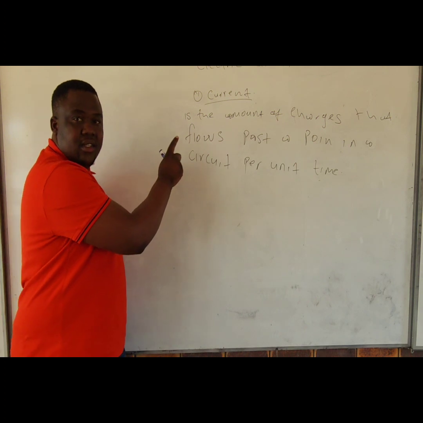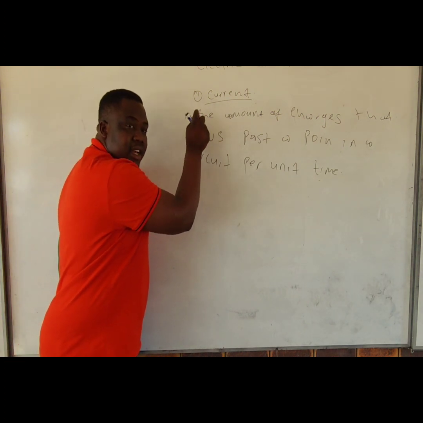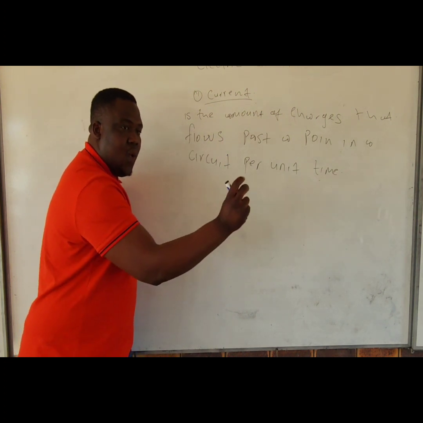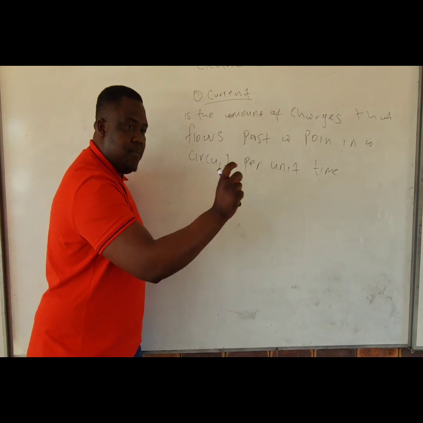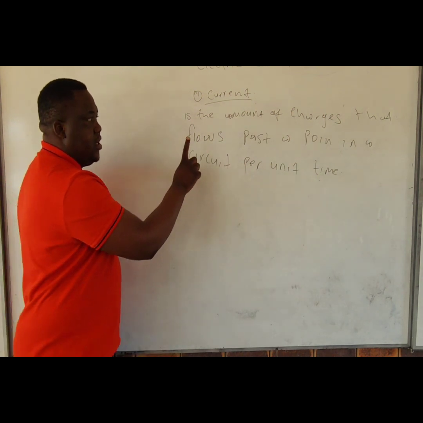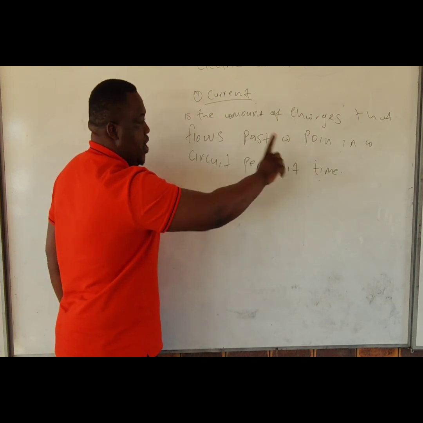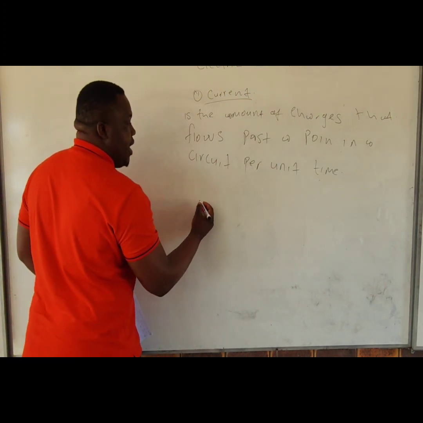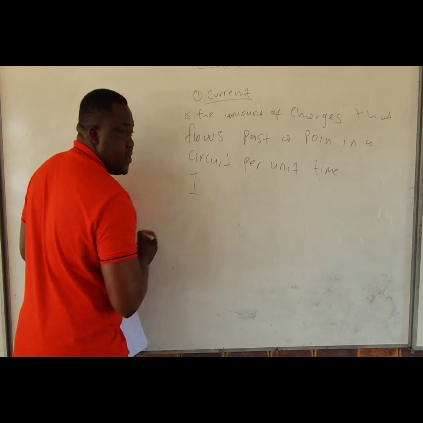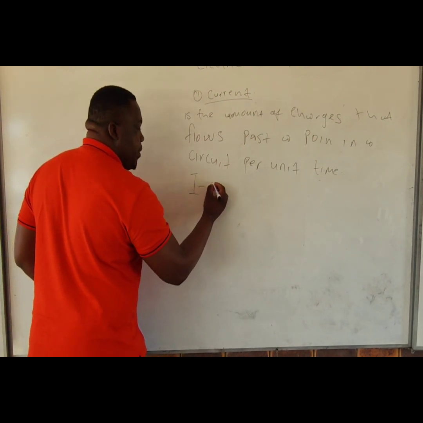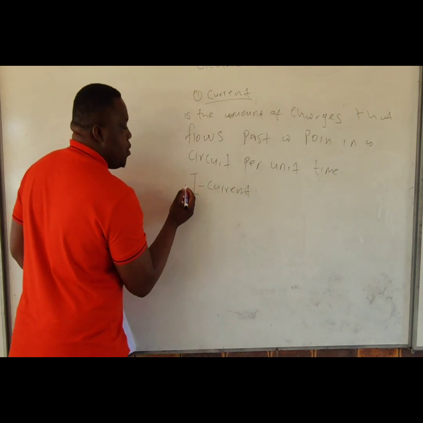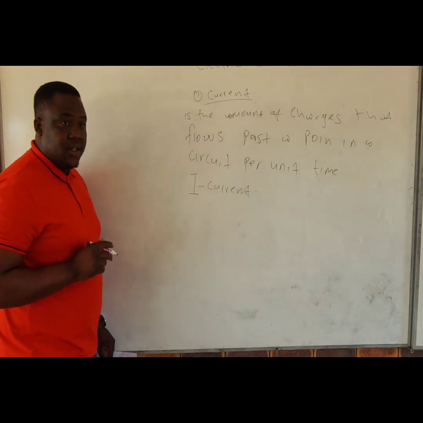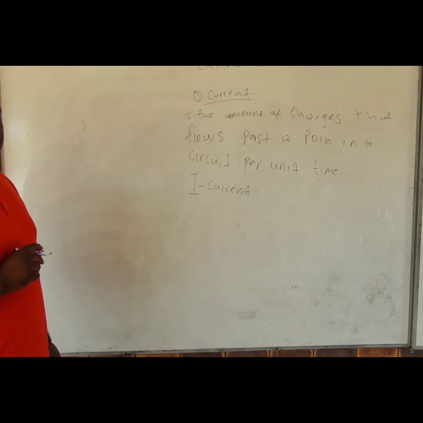So a live wire has got what? A current, which is the charges. These charges are moving on that wire, that electric cord. So we say current is the amount of charges that flow past a point per unit time. We use the letter I to represent current. Whenever you see the letter I, we are talking about current.